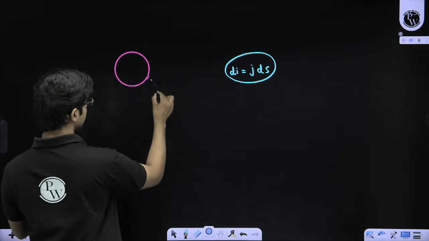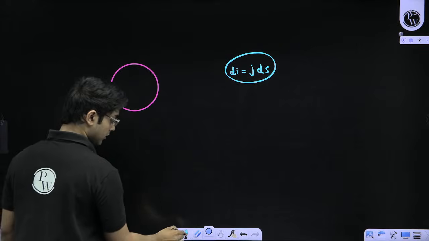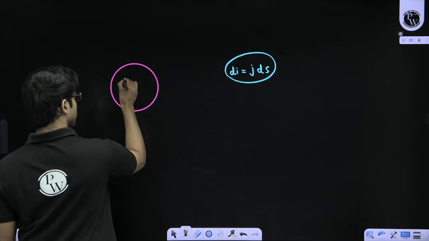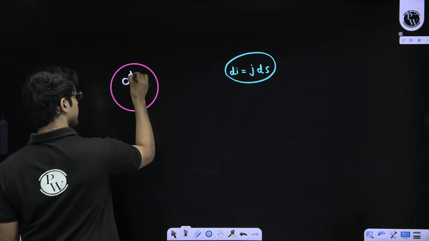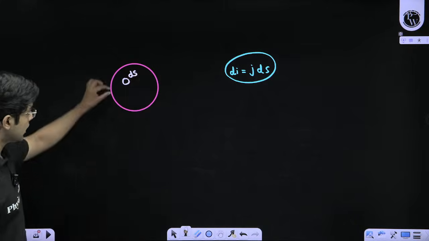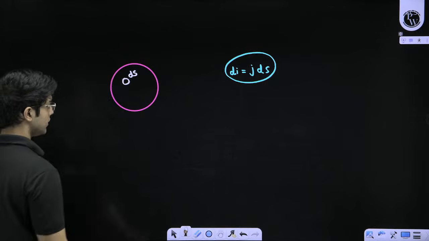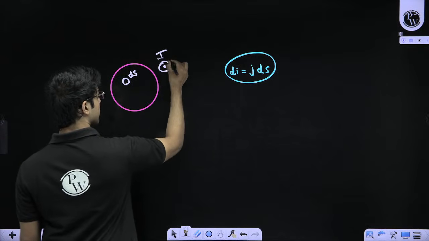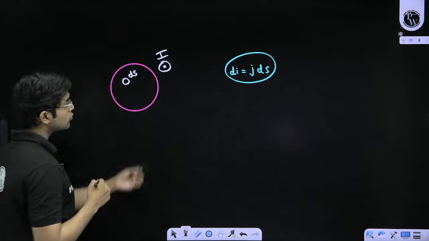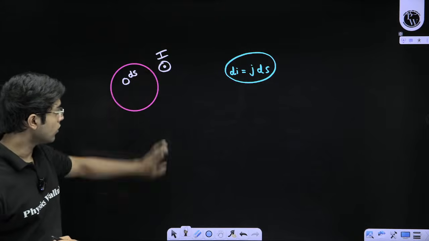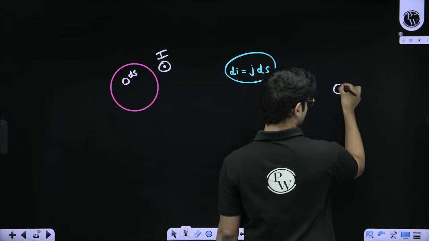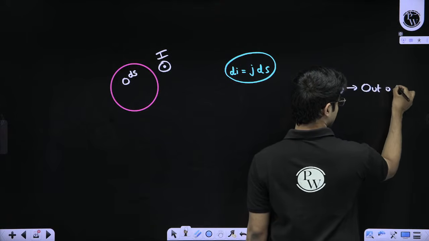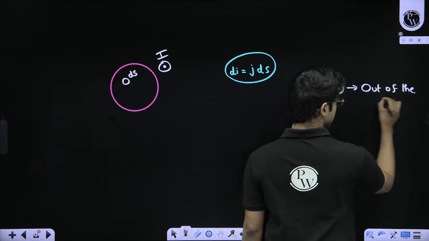So if this is that cross sectional area, okay, that we were talking about, if I want the current through a very small ds area, let's say current is coming out of the page. Okay, so for those who don't know this symbol, this circle and a dot, this is used to represent out of the page direction.